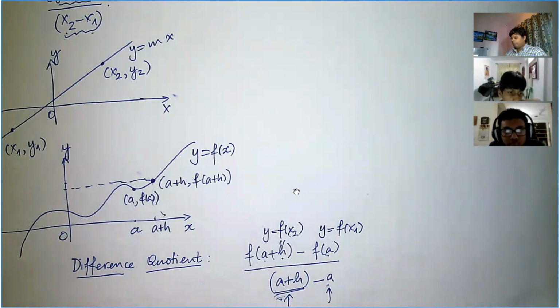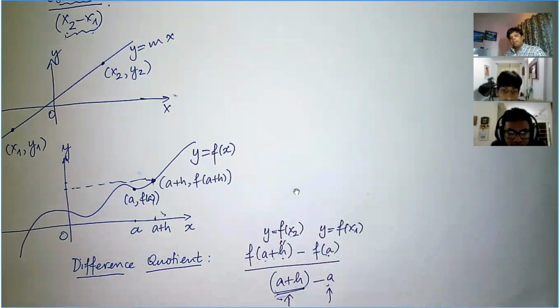So it gives you y2 minus y1 by x2 minus x1. That is called the difference quotient. So again, for a unit change in x, how much of change in y am I getting? That is exactly what I'm computing, right?